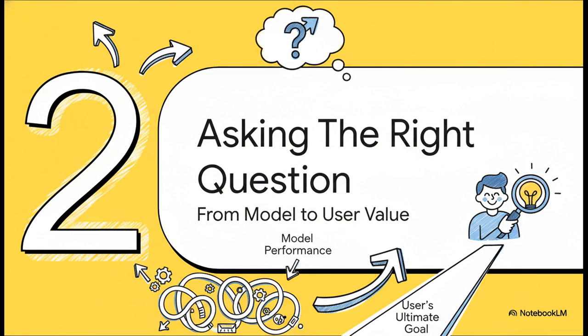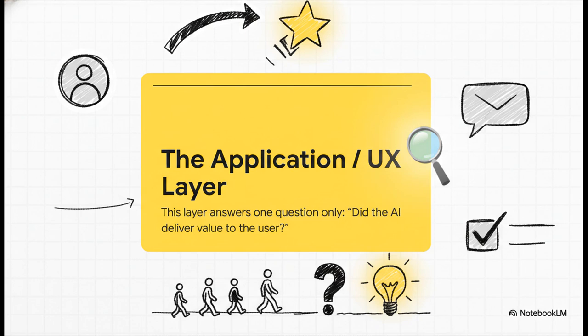We've got to shift our entire focus away from how the model is performing and laser in on what the user is actually trying to accomplish. And that question gets its answer right here, at what we call the application or UX layer. This is where the rubber meets the road. We have to stop measuring success with all these model-centric metrics and start obsessing over this layer. Why? Because it's the only place that can answer the one question that matters. Did our AI actually help someone get their job done?